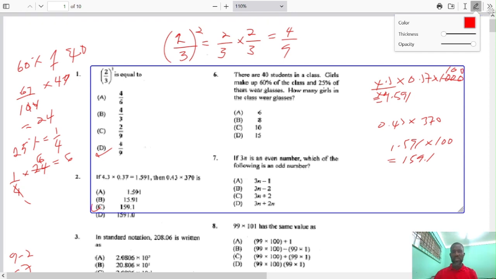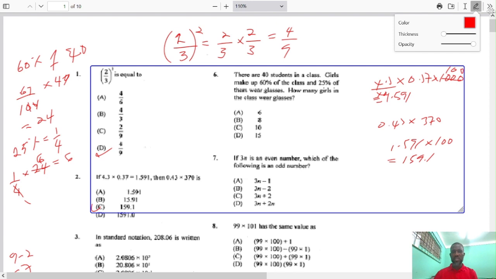In the second question, no, so we're at number 7. If 3n is an even number, which of the following is an odd number?